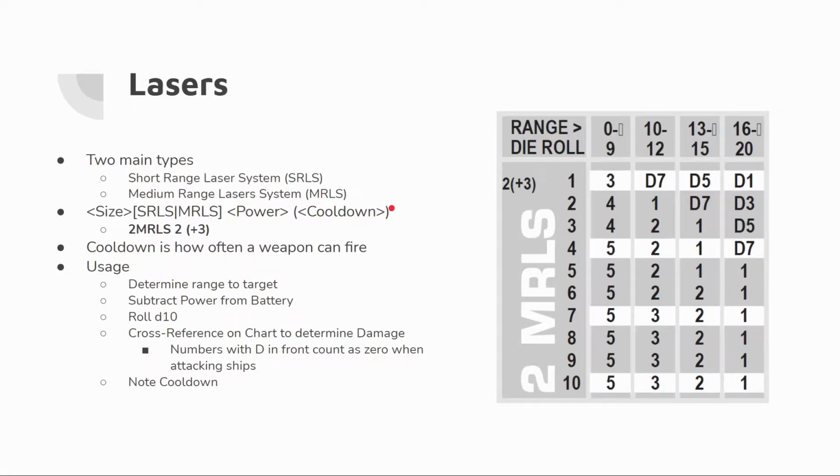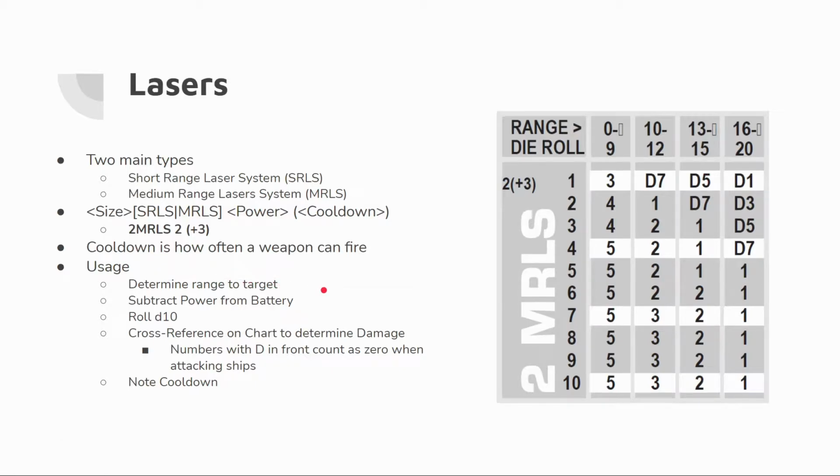So if we fire this particular laser here, which is a size 2 medium range laser system, it takes 2 power, has a cooldown of +3. That +3 means if you fire in segment 1, you can fire it again on segment 4, and then again on segment 7, and then on the next turn, it'll be segment 2, then 5, then 8, and so on. Each time it shoots, it takes 2 points of power.